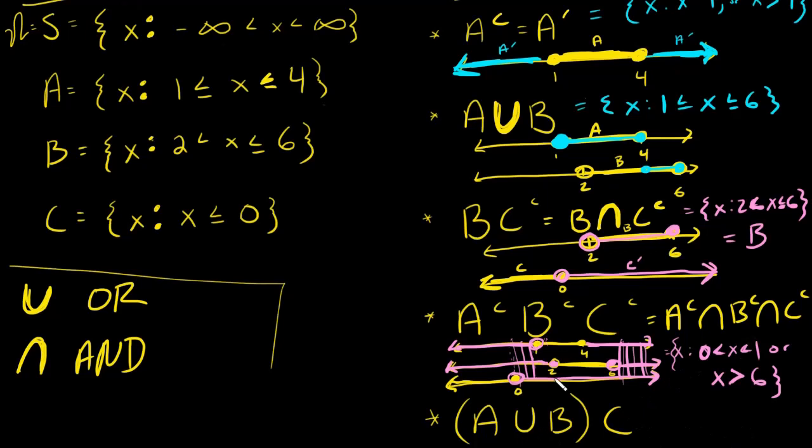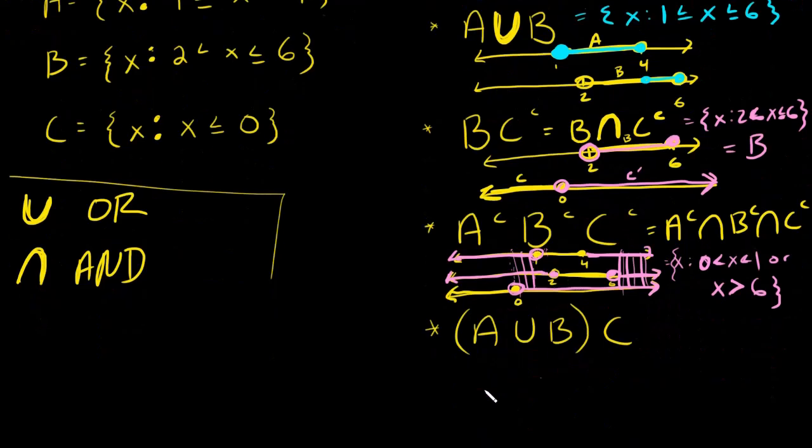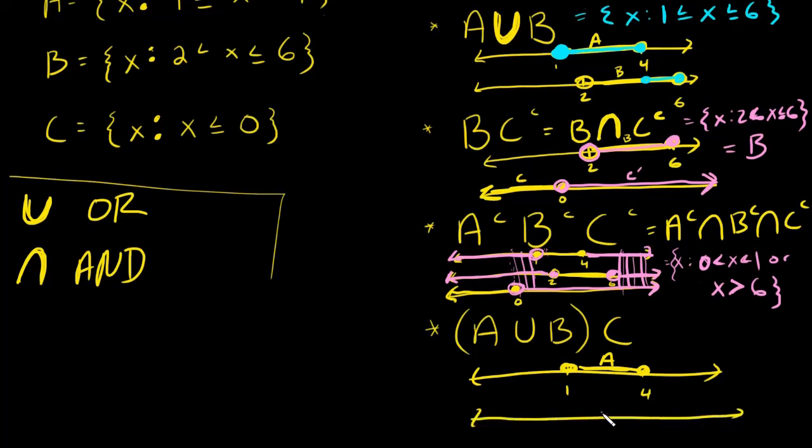All right, last example for this video. A union B intersection with C. Always start with what's inside the parentheses. So let's start by writing out what A is. A is between 1 and 4, closed on both. So this is A. B is between 2, open at 2, and 6, closed at 6.